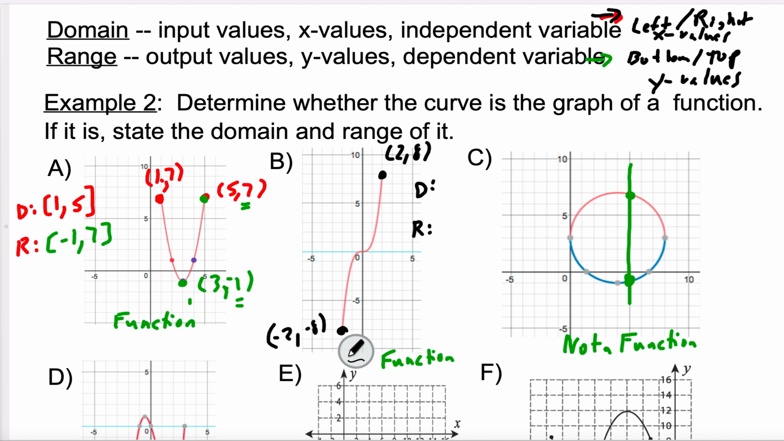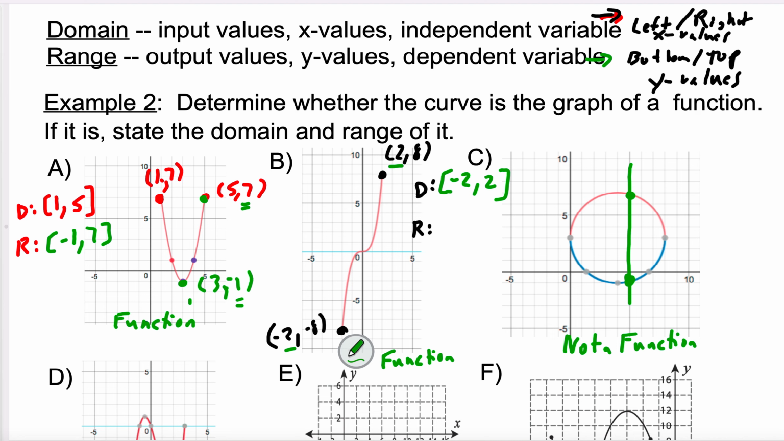2, 8. So what's the leftmost point's x value? That would be -2. What's the rightmost? That would be 2. So we're going to put brackets, and we're going to say -2 to 2. Don't use parentheses, use brackets because it includes those values.